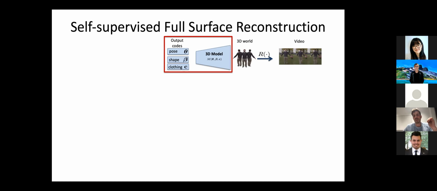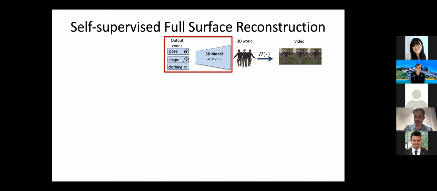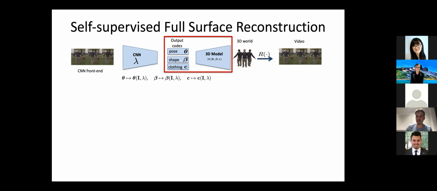Addressing the first problem, which is that it's slow and prone to local minima, what can we do? Instead of optimizing these parameters of the model, we can add a neural network front end that takes the input frames and predicts the output codes. So now you don't have an instance-specific optimization problem, but you basically have a CNN that predicts those parameters. So you can optimize the CNN parameters, not from one single video, but from many different videos.